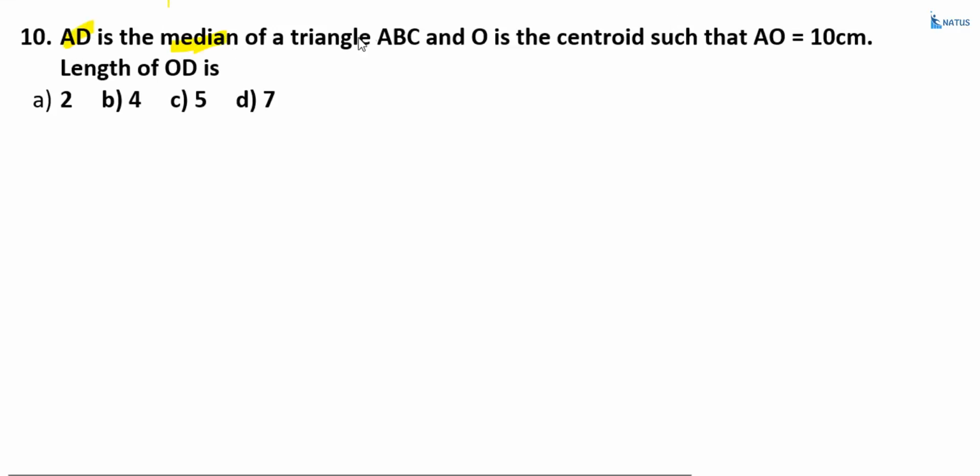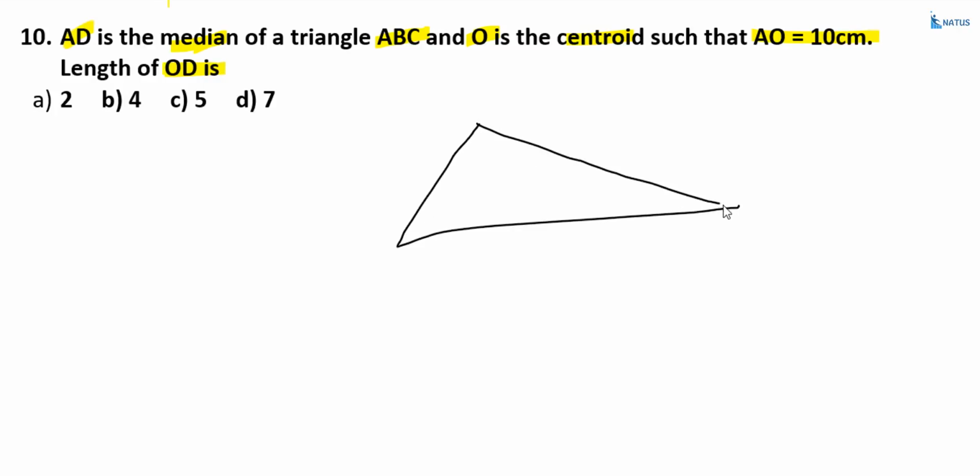AD is a median of triangle ABC and O is the centroid such that AO equals 10 centimeters. The length of OD is? Here, we don't know whether this triangle is an equilateral triangle or not. Suppose this is a triangle ABC, and O is a centroid. What is the centroid? The angular bisector point is the incenter, the perpendicular bisector point is the circumcenter, and the centroid is the point of the medians.